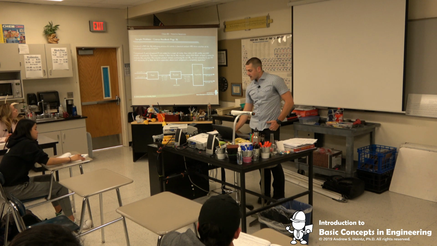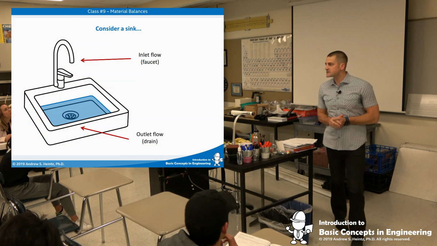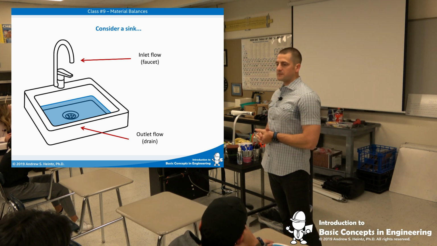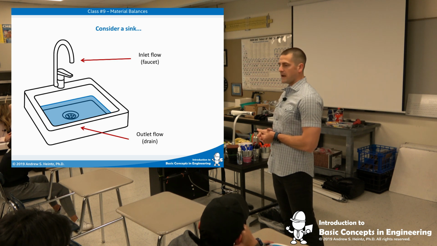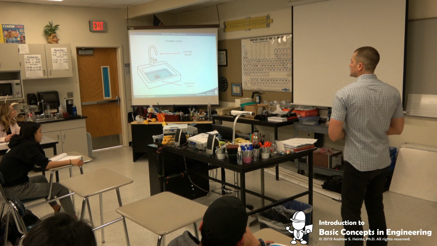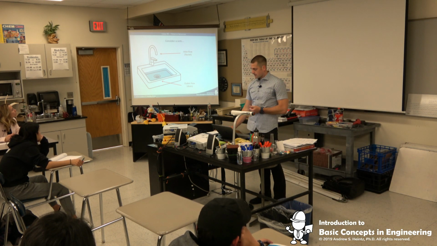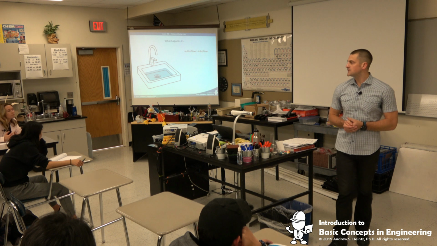All right, so we got that all figured out. Now I want you guys to consider a sink. Just a normal sink. If I turn on that faucet, it's going to flow water into our sink, right? And that drain is where the water comes out of the sink. So let me ask you a question then. What happens if the outlet flow is greater than the inlet flow? What's going to happen to our sink?